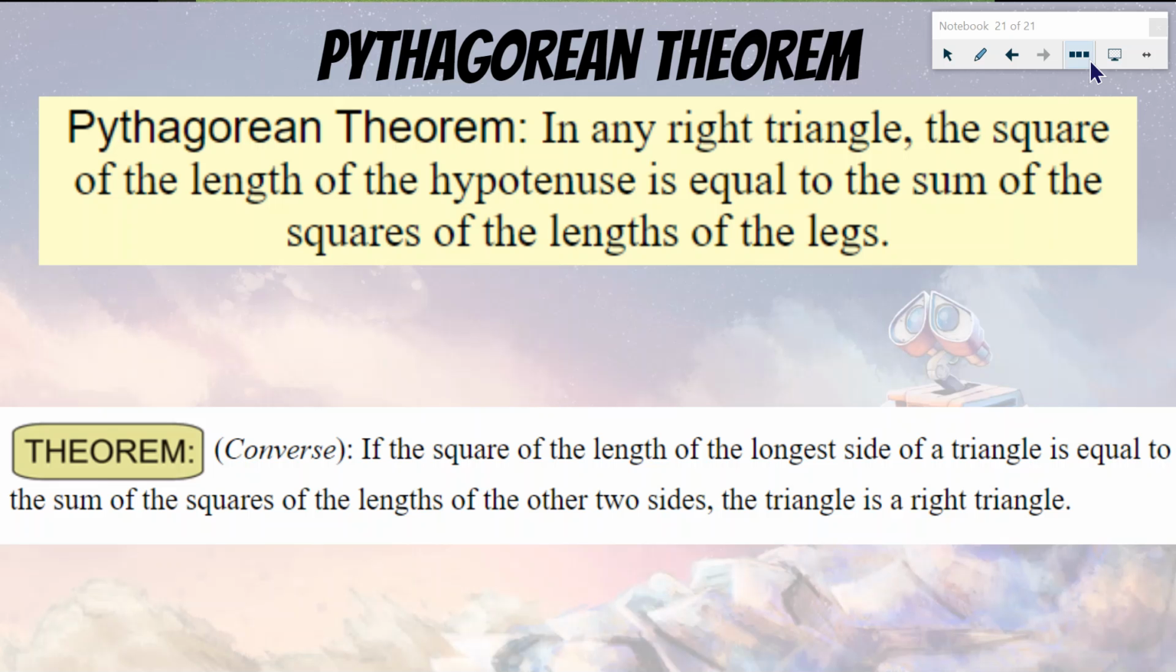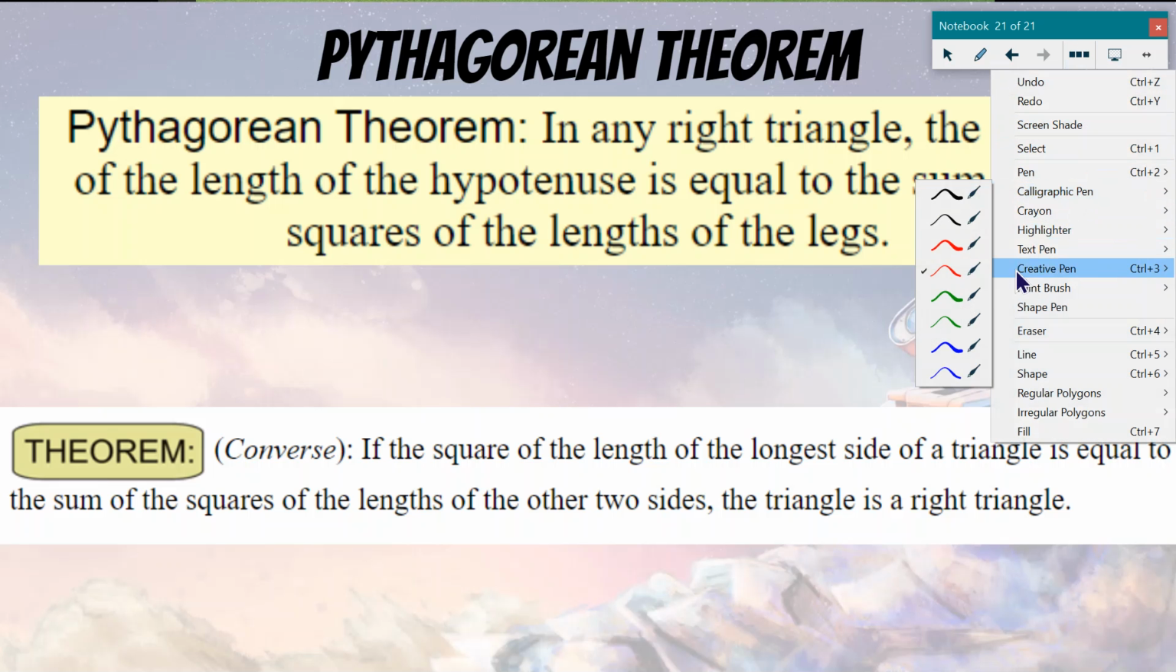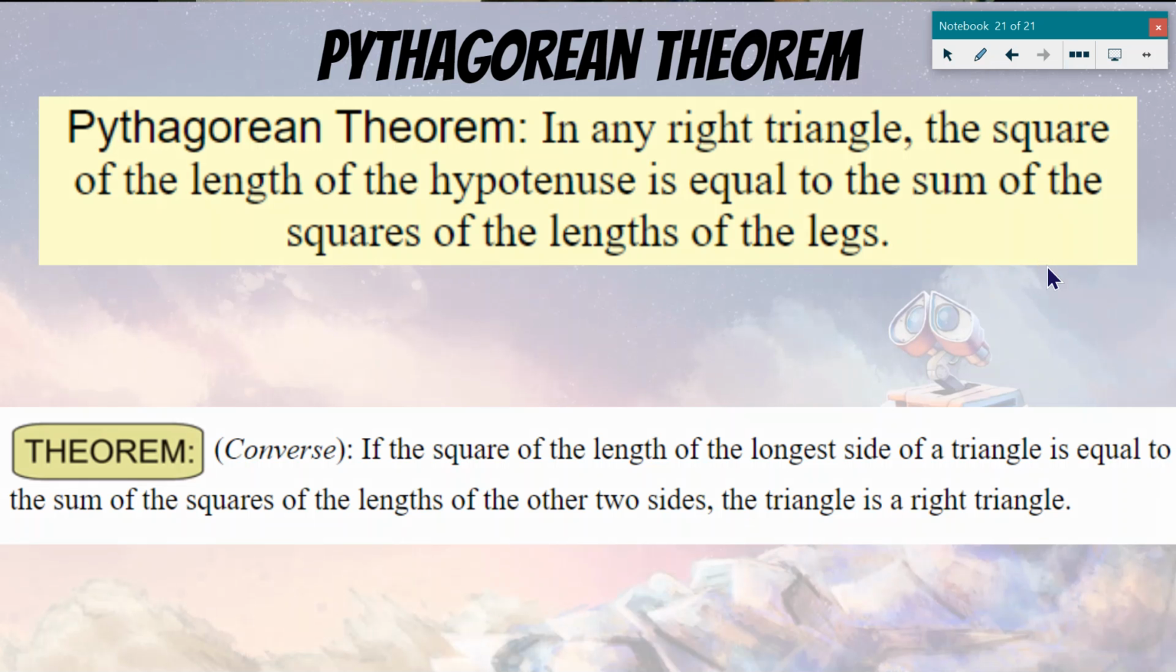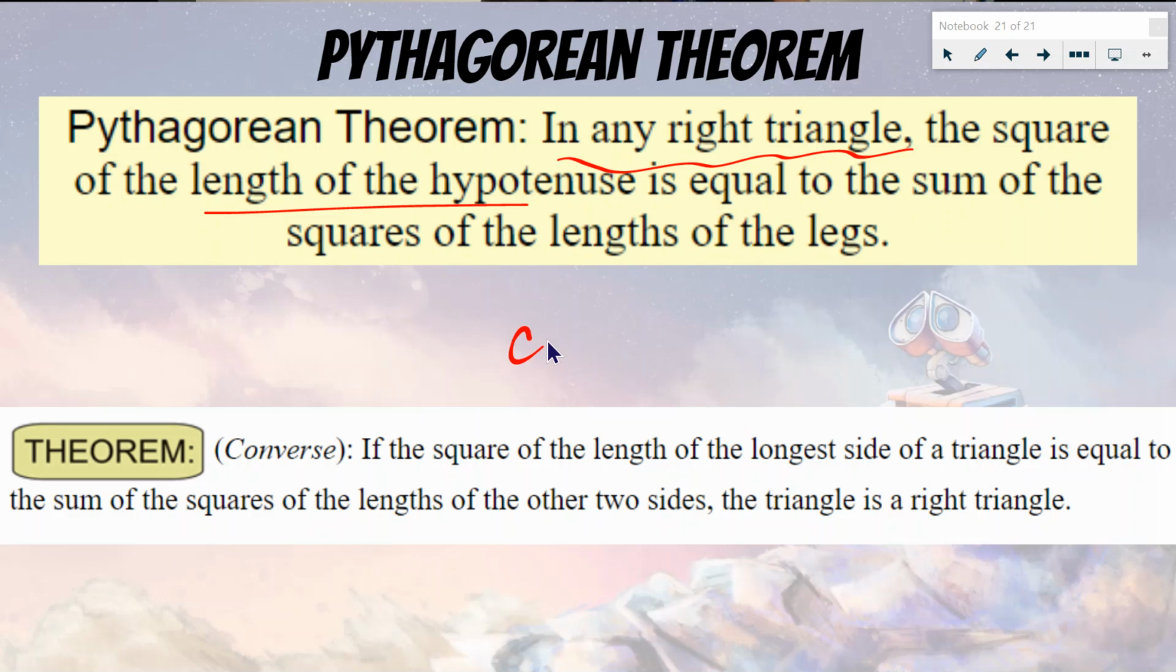All right, so here we're going to talk about Pythagorean theorem and Pythagorean theorem inequalities. First off, Pythagorean theorem says that in any right triangle, the square of the length of the hypotenuse, I'm going to call that C, is equal to the sum of the squares of the lengths of the legs. We're going to call those A and B. So A squared plus B squared equals C squared.